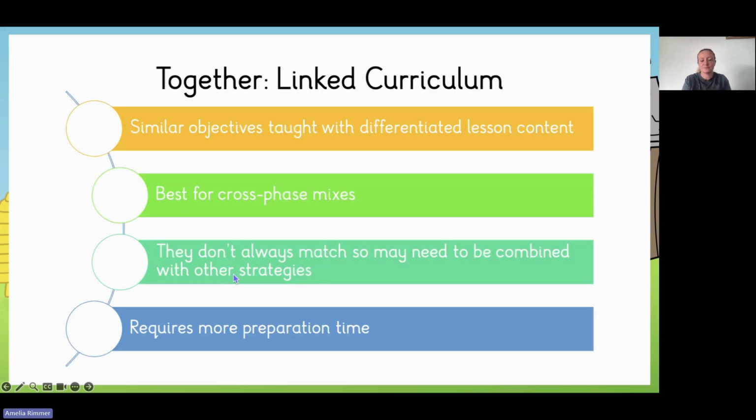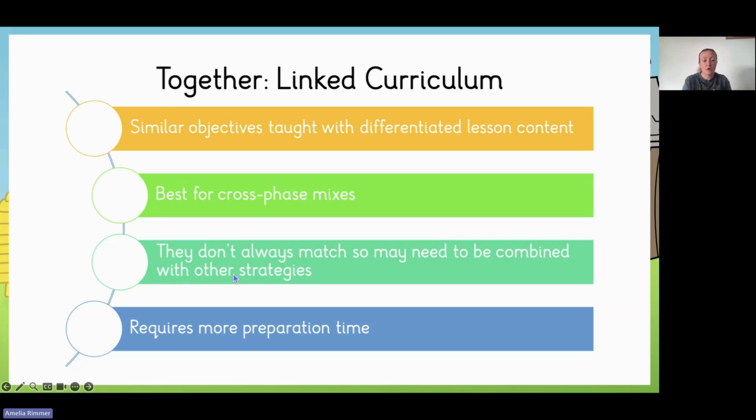And the final one is a linked curriculum where you're teaching the year groups together. So this is where you have similar objectives taught with differentiated lesson content. And that is best for cross-phase mixes. So if you've got like year 2 and year 3, year 4 and year 5, things like that. They don't always match, so you might need to combine it with some other strategies, such as teaching the year groups separately with the one adult approach.